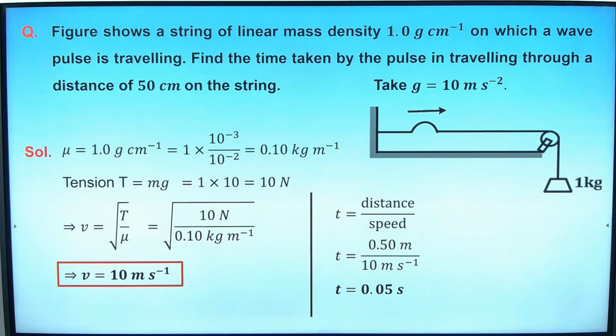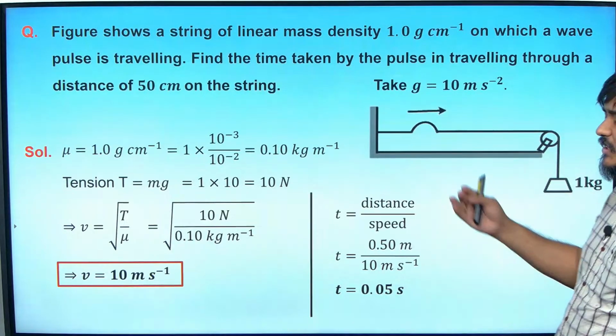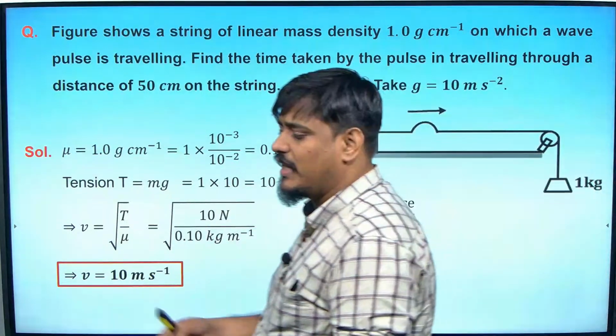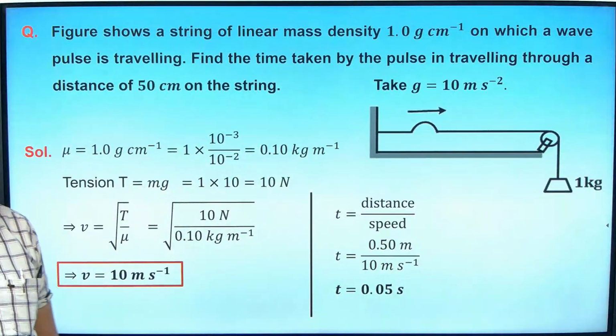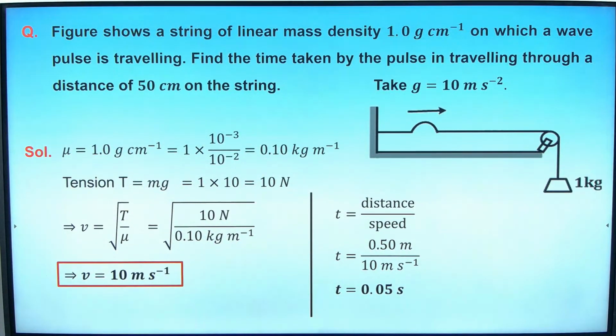Anybody has doubt in this question? We have found the value of velocity with the help of tension and mass per unit length, and then speed is equal to distance by time. From there, time is equal to distance by speed. Put in the equation, get the answer. I hope all of you are clear in this. Any doubt? I hope no.